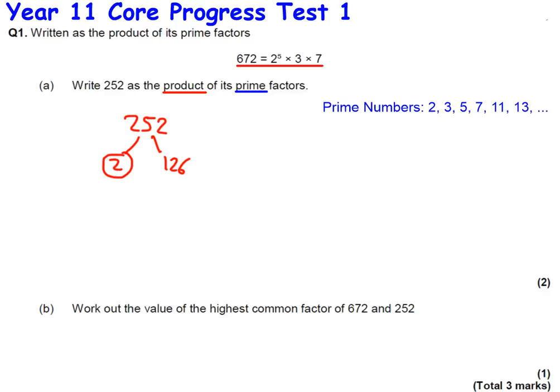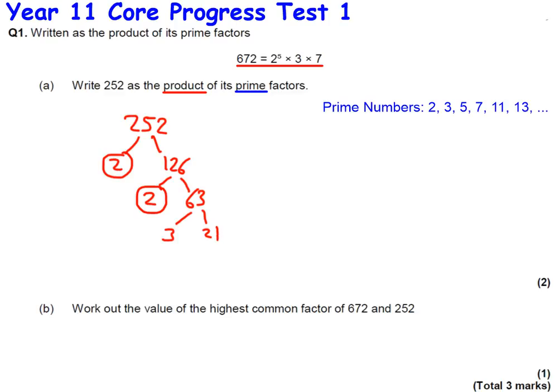And again, because it's even, I'm going to take a factor of 2 out. So 2 multiplied by 63 gives me 126. And again, as 2 is prime, I'm going to circle this. Now 63 is not prime, as 3 is a factor of 63. I'm going to take out a factor of 3. 3 multiplied by 21 gives me 63.